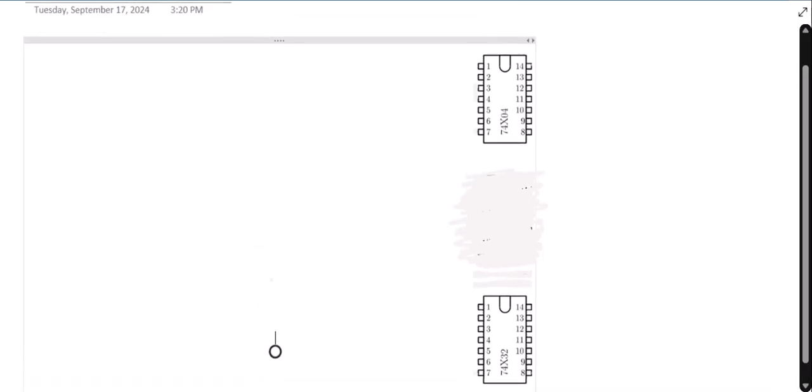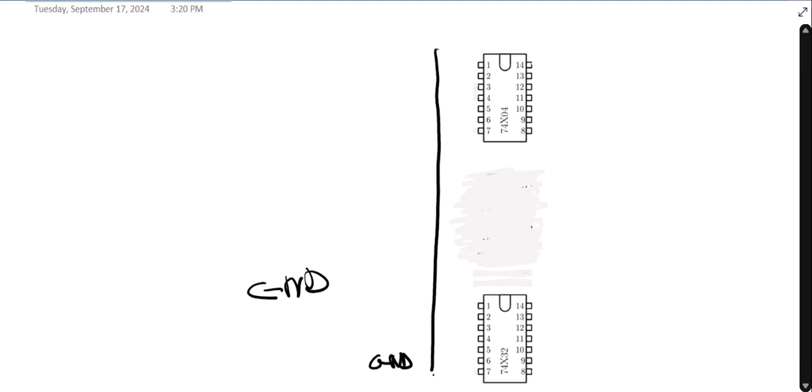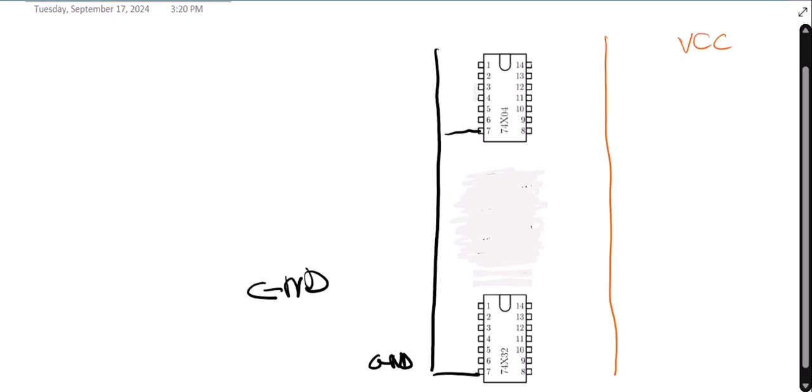Okay, so I have ground, and ground, I should just label it there. Ground always goes into pin 7, and I have VCC, which you typically do in red, but if you don't have colors, that's fine. That goes into 14.